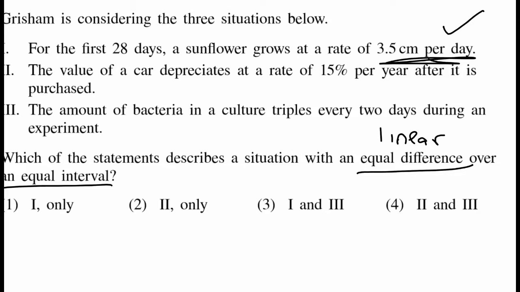The value of a car depreciates at 15% per year. Well, if something's changing by a percent, that has to deal with multiplication. We're multiplying there. So 2 is not linear because linears have to deal with adding, not multiplying. And the amount of bacteria triples. Triples is the bad word there. I don't want to multiply by 3. So only 1 is the linear function. It's the only situation that grows by an equal difference over an equal interval.